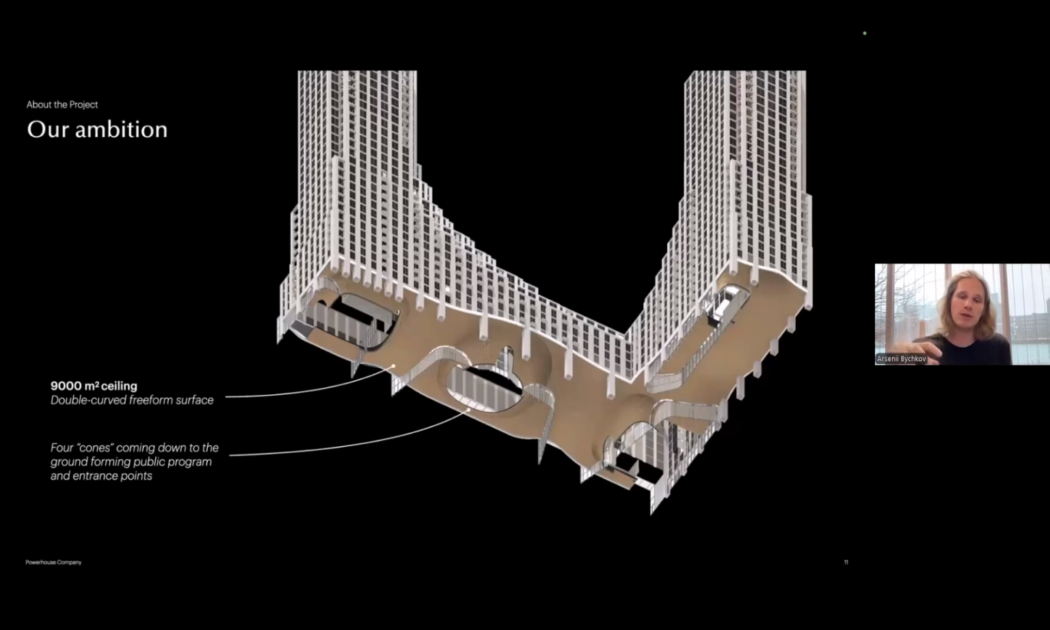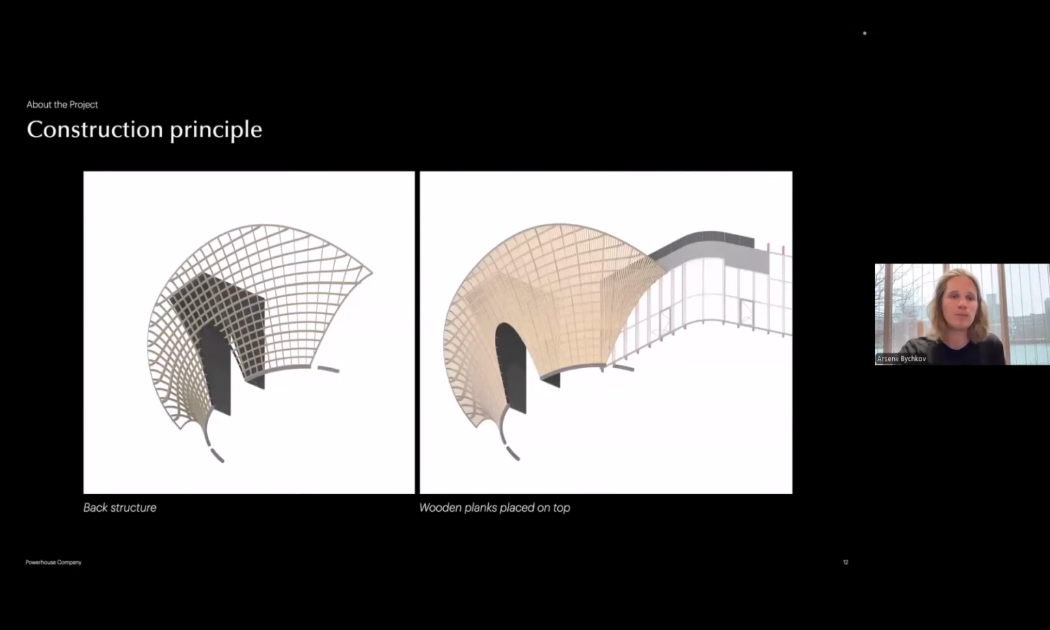These cones serve as the entrance points to the building, to the residential program, to the towers, and also to the cafes and shops located on the ground floor. And from these cones, the ceiling rises in a very nice curved shape and forms this wooden dome above the heads of people who are coming to visit The Hague.